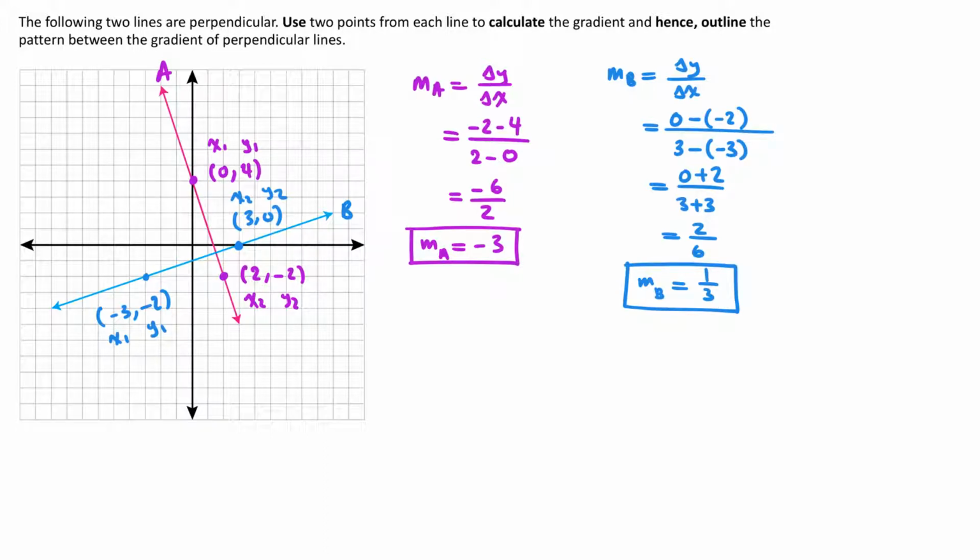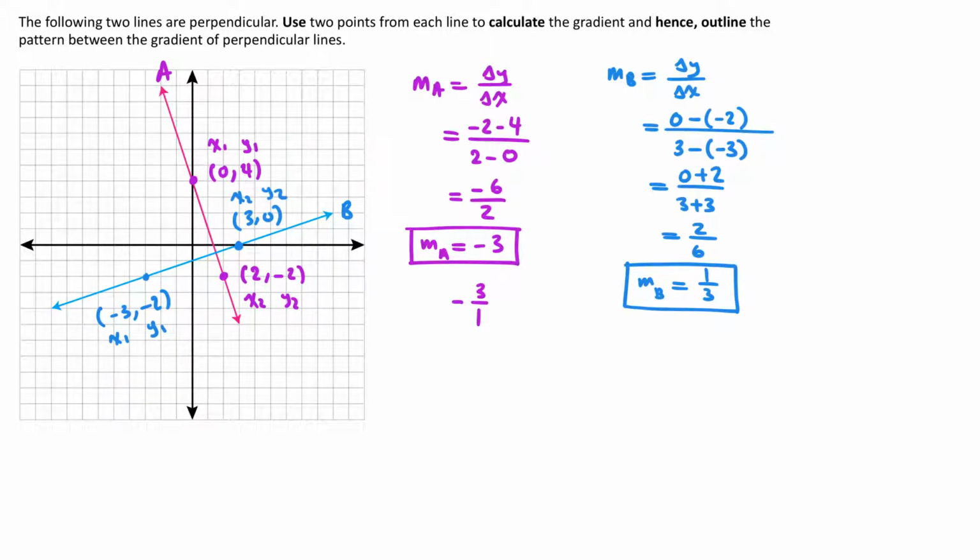Okay, let's see if we notice anything between these numbers. So first of all, the slope of A is -3, the slope of B is 1 over 3. We can see that they both share a 3. And we can see that if I were to write this one as -3 over 1, because those are the exact same thing, the 3 and 1 here have been switched to give me this. And we can also see that this one is negative and this one is positive.